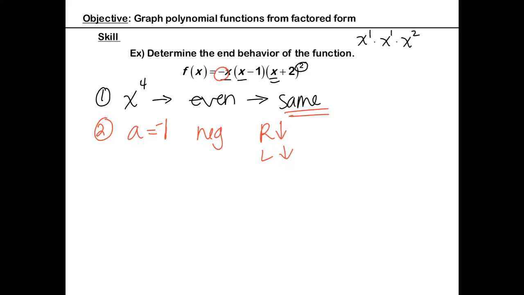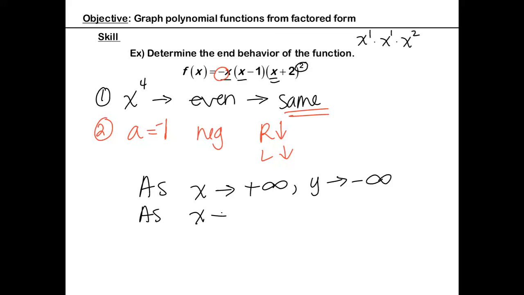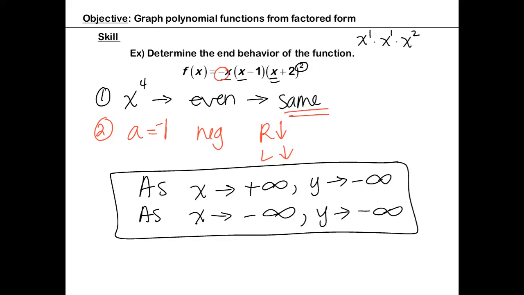Okay? So for our end behavior frame, we have as x approaches, the right side is which infinity? Positive. Y approaches down is negative. And as x approaches the left is negative. Y approaches down is negative. Okay? Not too bad, right? You just need to figure out the even, odd, positive, negative part, and then the rest of it kind of just goes together.